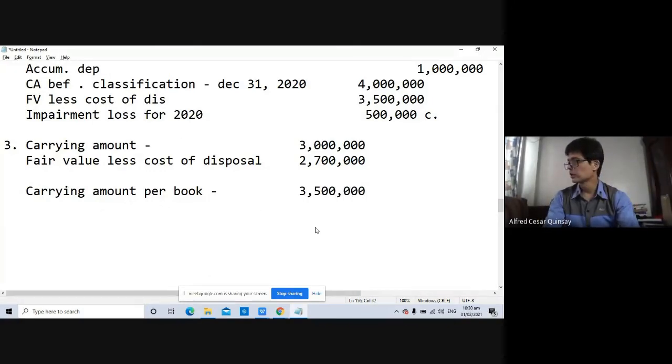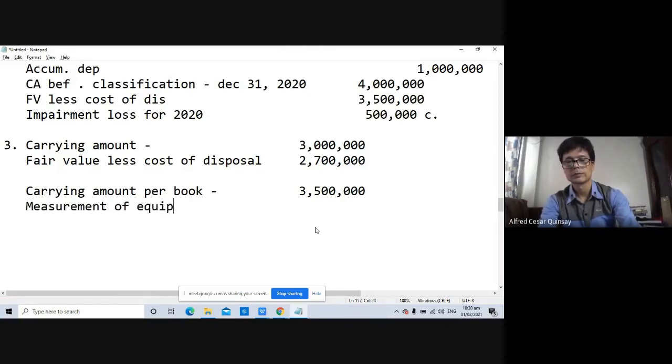And then yung measurement of equipment, no? Measurement of equipment. Nasaan yun? Magkano yun? Nakalagay doon, it's 2.7 million. On December 31, the fair value less cost of disposal is 2.7 million. Okay, so lagay natin dito, 2.7 million. Okay, so magkano yun? Ito yung loss on reclassification, no? Okay, it's 300,000, yung difference ng dalawa.